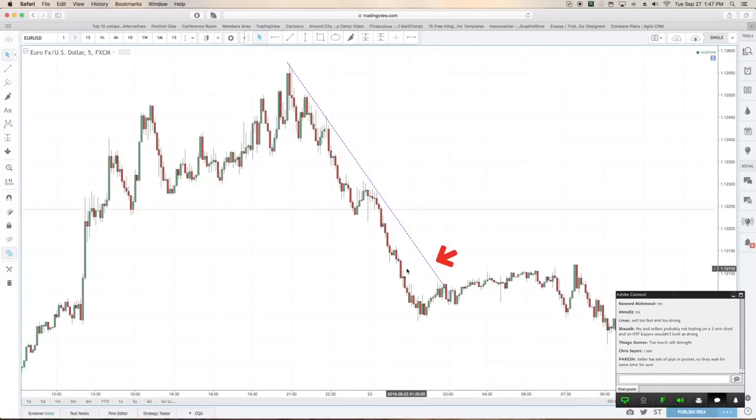Seller has lots of pips in pocket, so they wait for some time for sure. Yeah, you got to think, and they're aggressive too, right? They're not looking to get rid of this position anytime soon. They have to be in a loss a little bit, and then they're going to be like, oh my god, let me hold it for a little bit longer. Then they quit. They don't quit at the first sign of a loss. Yeah, the sellers are still dominating.